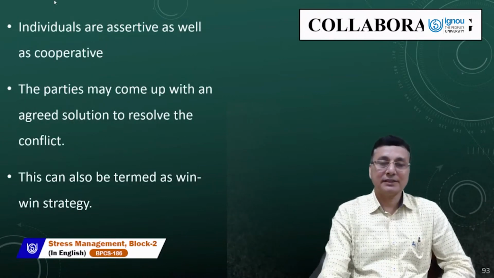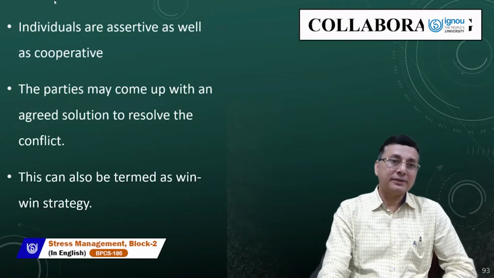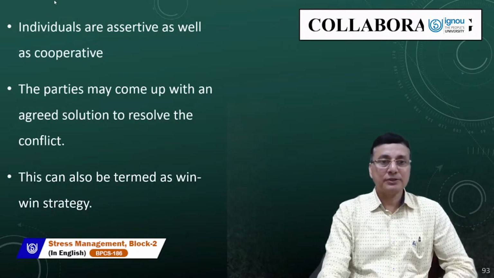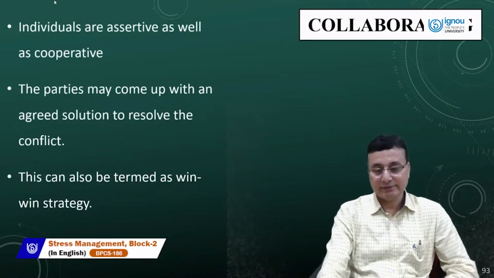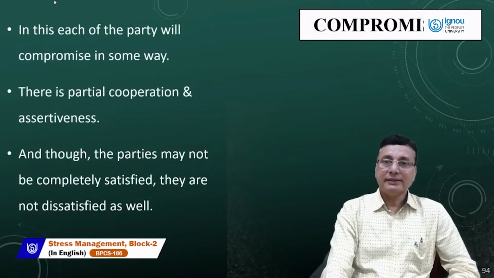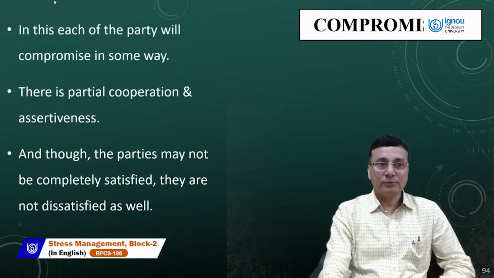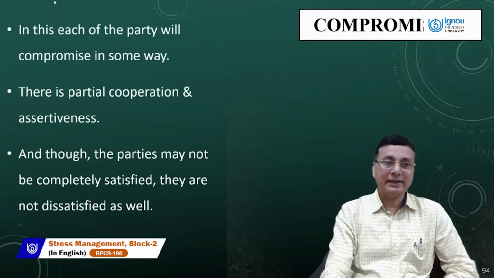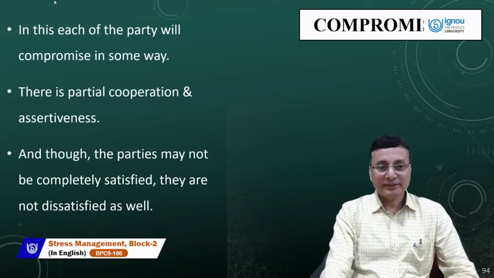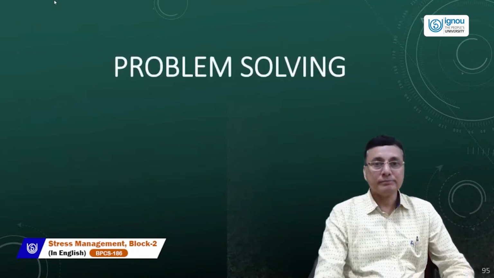Collaborating, individuals are assertive as well as cooperative. So this is the best way. The parties may come up with an agreed solution to resolve the conflict. This can also be termed as a win-win strategy. Another thing is compromising. In this, each of the parties will compromise in some way. There is partial cooperation and assertiveness, and the parties may not be completely satisfied. They are not dissatisfied as well.